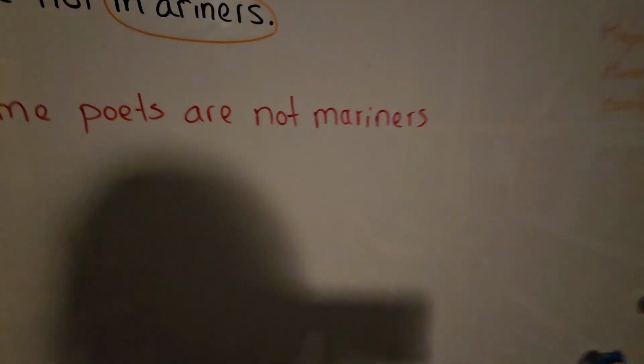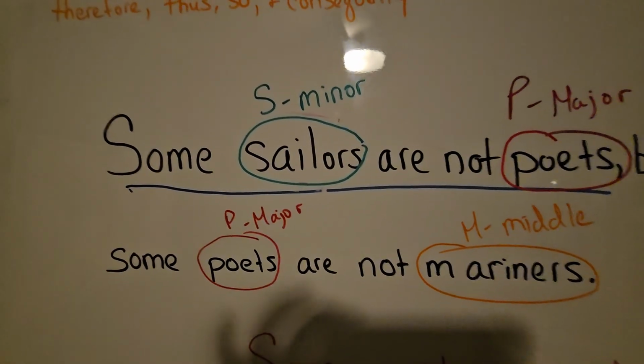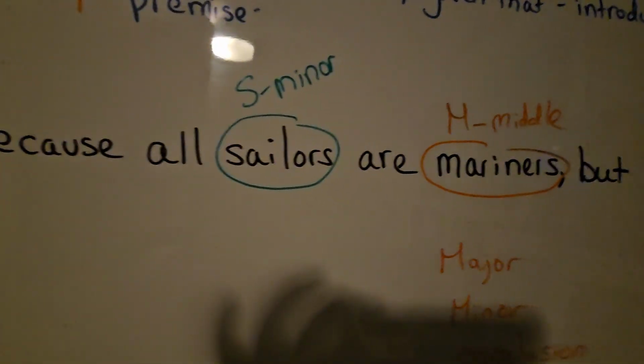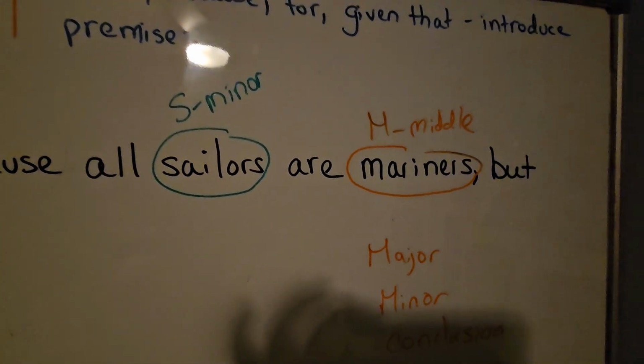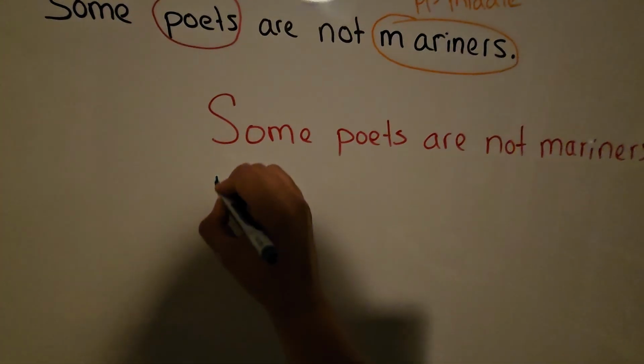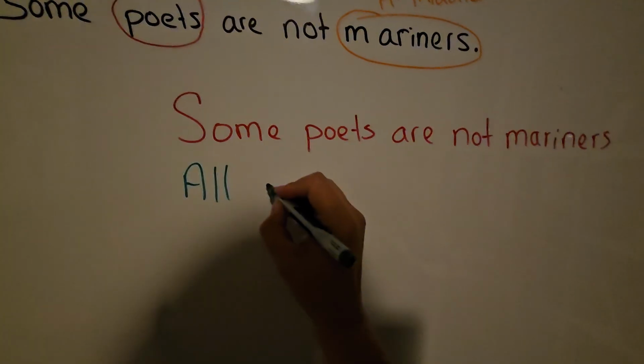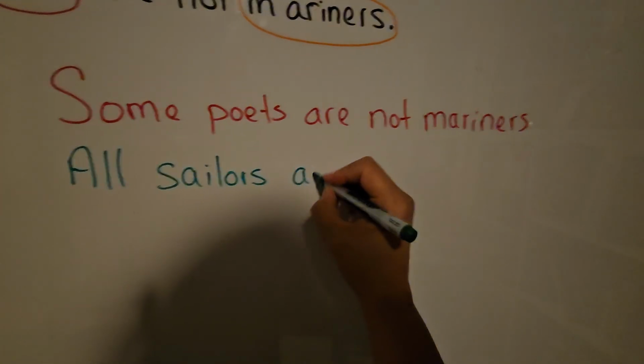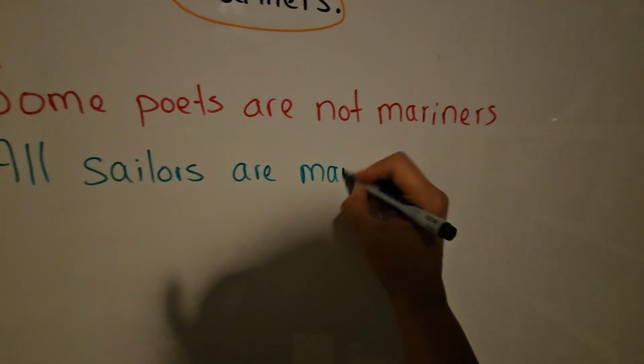Okay. Now my minor term is sailors, so I'm going to use green. I'm going to find the premise that has the word sailors in it. All sailors are mariners. So that's what I'm going to write. All sailors are mariners.